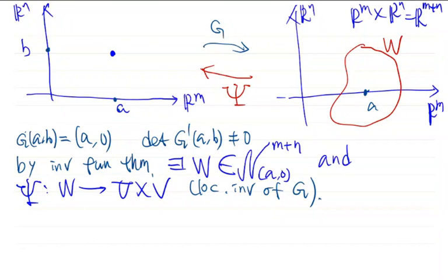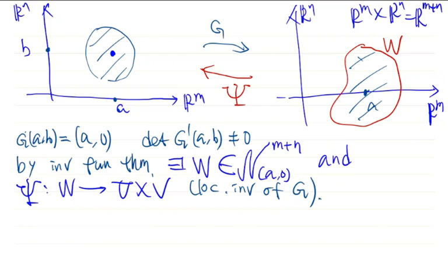The inverse function theorem says that we have a neighborhood, or an open set, containing (a, b) in this space, and another open set containing (a, 0) in the right hand side space, such that G is a so-called diffeomorphism between these two open sets. Then our psi, we take this psi to be the inverse of G, the local inverse of G.